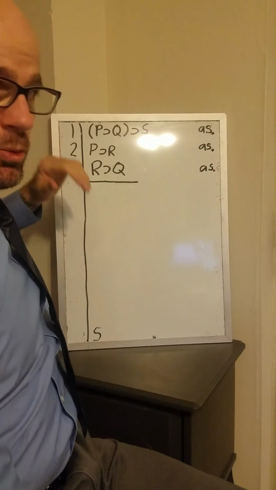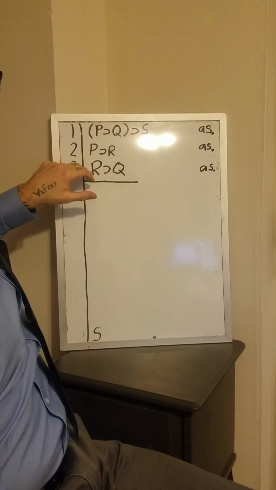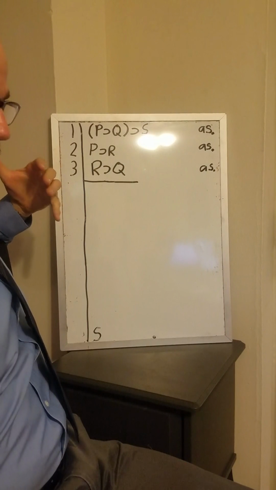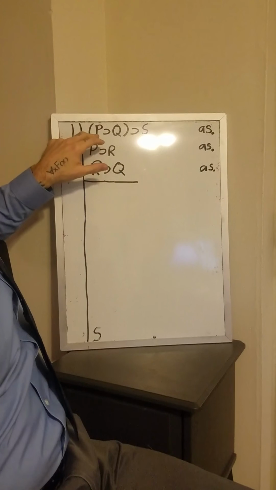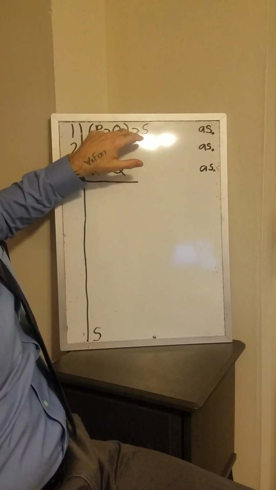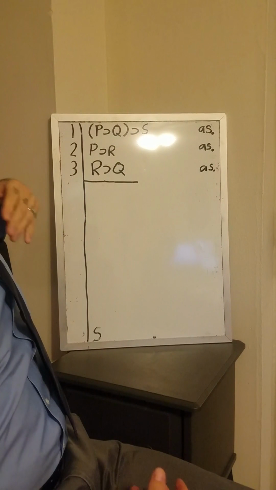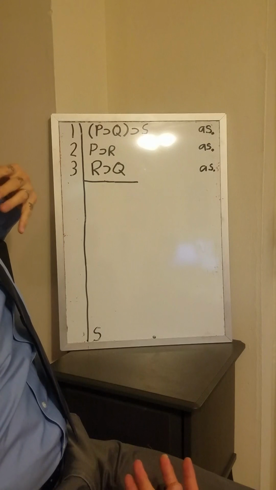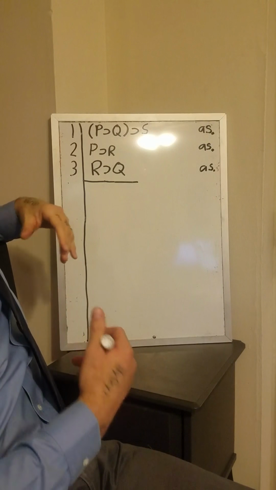All right, so it seems like we have this chain of reasoning here from P to R and from R to Q. So it seems like we should be able to get if P then Q, which is the antecedent of this conditional that'll give us S. But in order to do that, we have to use a subderivation because we have to ask what if P, and we'll reason out the consequences of assuming P.